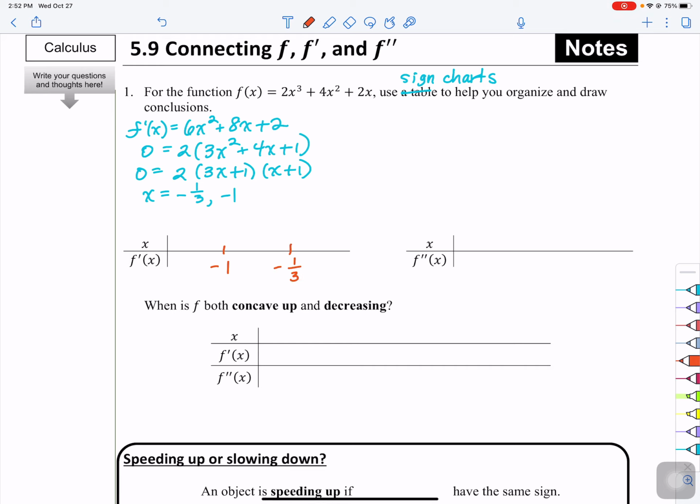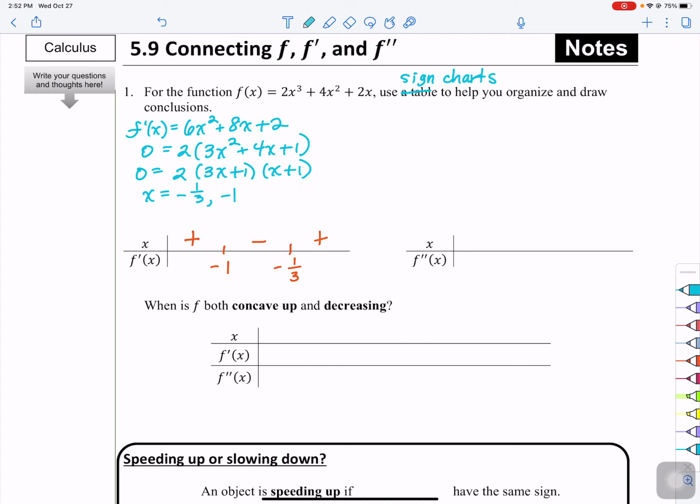Putting in some test values, we'll use 0 here, which is larger than negative 1/3, and plugging into this factored form, you'll see that f prime of x is positive. Okay, let's go ahead and use negative 1/2 and plug that in both of those, and you're going to get a negative and in the same manner a positive. Okay, let's go take a look at f double prime.